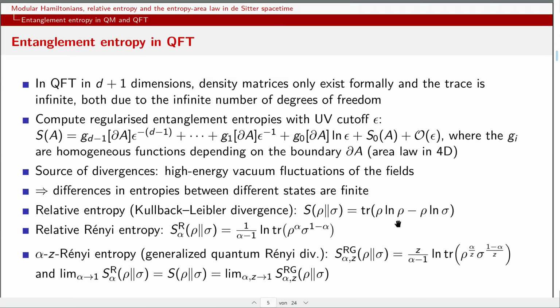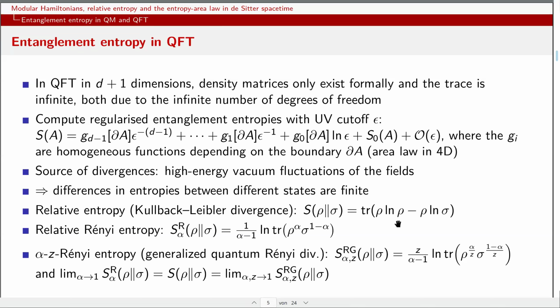So the relative entropy S(rho||sigma) depends on two density matrices. It's trace of rho log rho minus rho log sigma. So if it really were a difference of entropies, the second term would be sigma log sigma. But the state rho, in a sense, is distinguished.